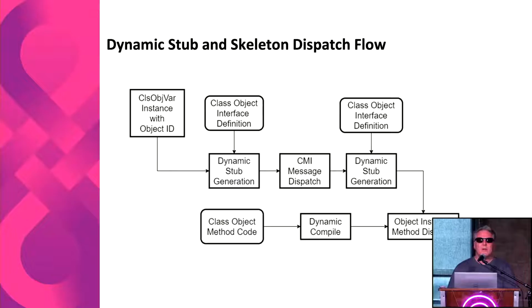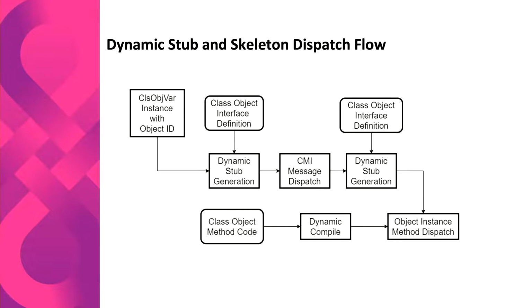So the way this works behind the scenes is that the class object variable instance is actually nothing more than the object ID with a reference to a stub. There's a second object called a stub object that's dynamically generated, because again, we can compile and run anything we feel like. We can also write the code dynamically and execute it, and that's what we do here. And then we dispatch that code through the CMI library. There's definitely a typo: the next slide should read dynamic skeleton generator, not stub generator. It goes from stub to skeleton, so we'll fix that when we put the slides up. And then it dispatches the code.